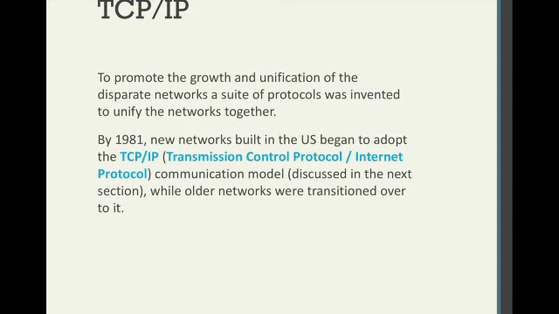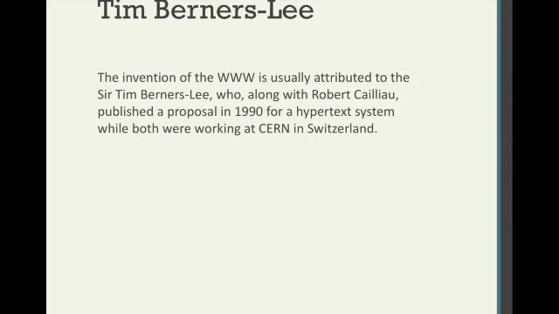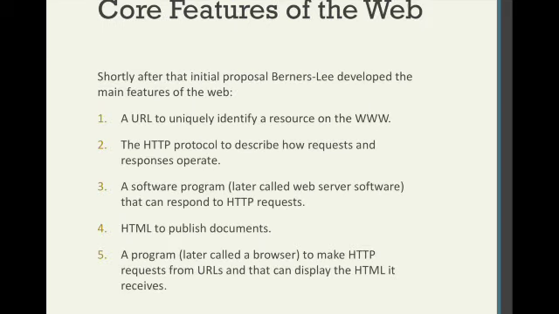New networks began to adopt this communication model, while the old networks were transitioned over to it. So this resulted in the growth of the internet. The initial internet experience comprised of only email and text-based systems. So in 1990, the World Wide Web was born with the invention of a hypertext system by Tim Berners-Lee and Robert Cailliau. There were 5 features of the early web.